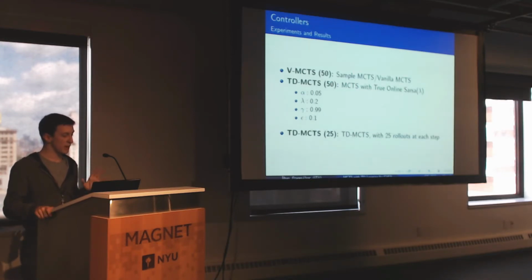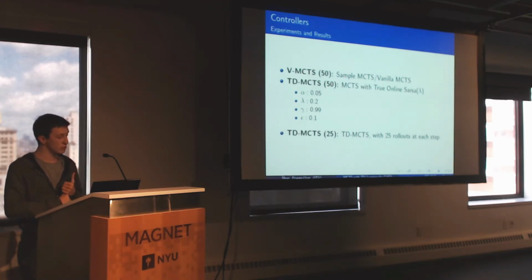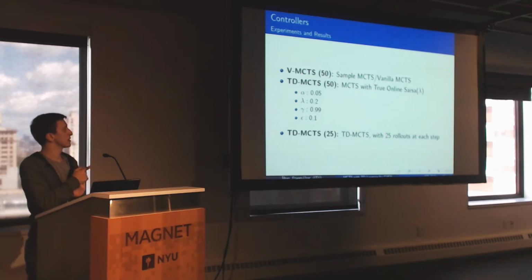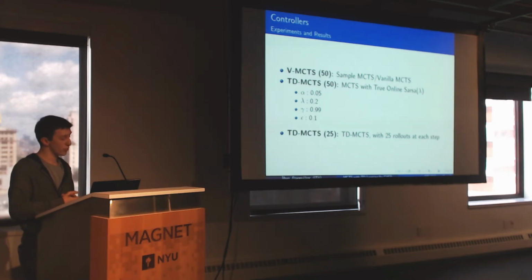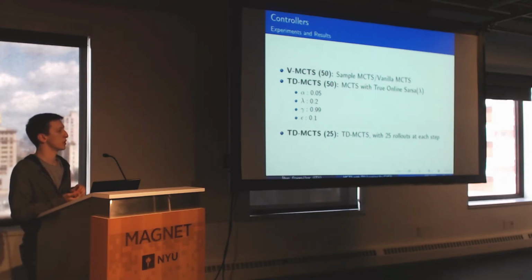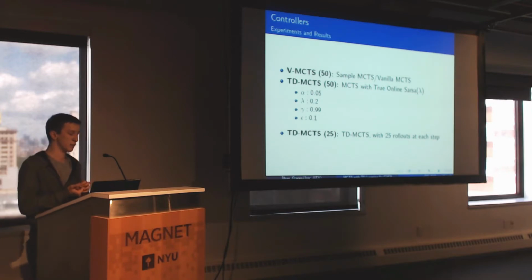And we compare 3 controllers. First one is vanilla Monte Carlo tree search. It's also included in the framework. The other one is our algorithm. We have determined these parameters empirically. There are 4. And finally, we test the same algorithm with half the number of rollouts because we know that the learning process needs some time, and there's a trade-off between the number of rollouts and the learning process.